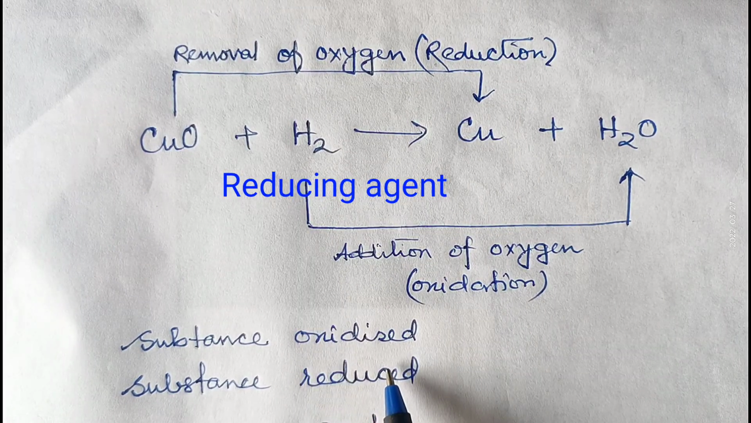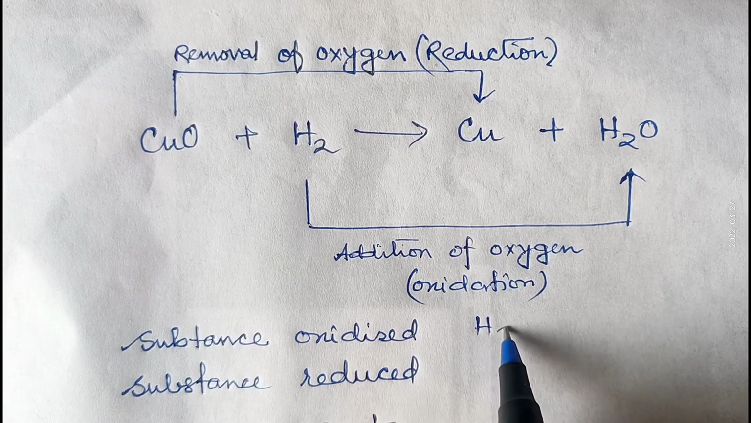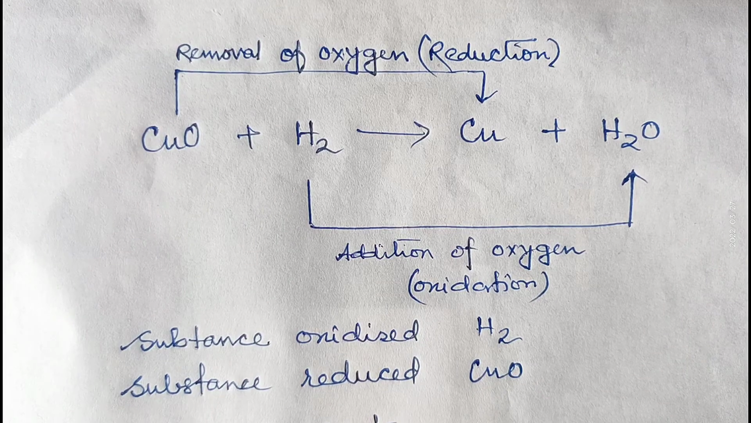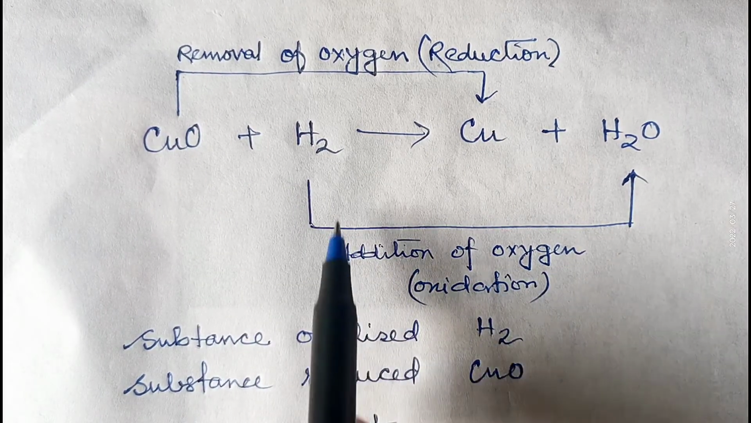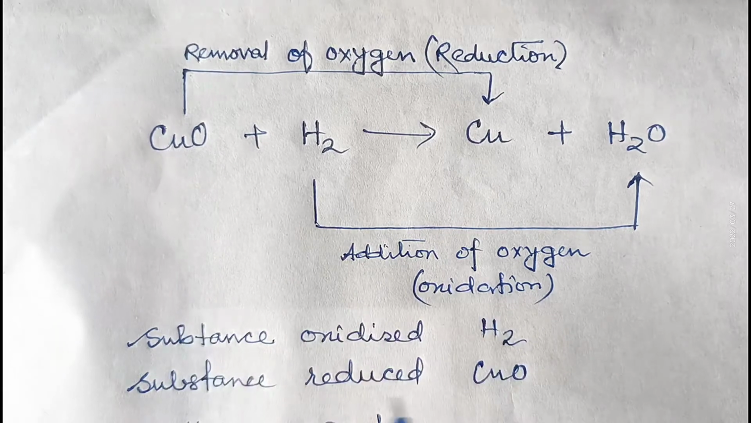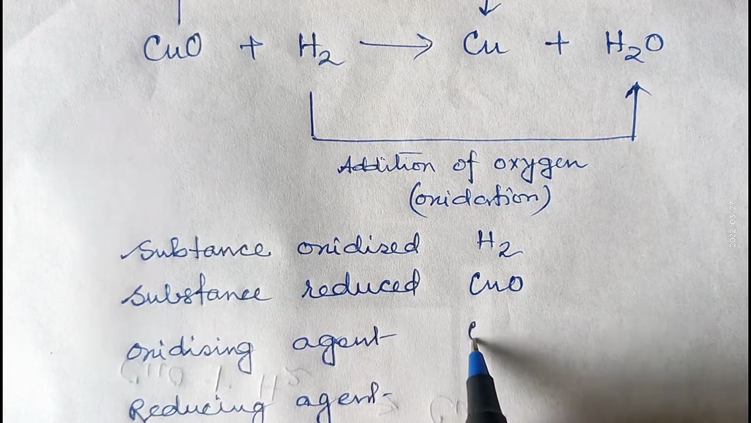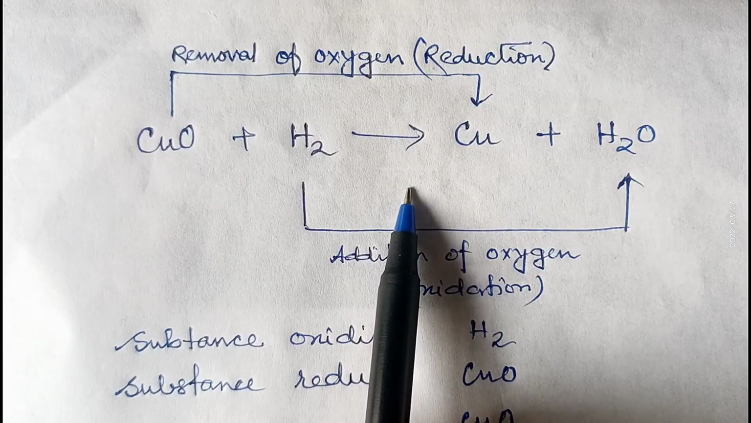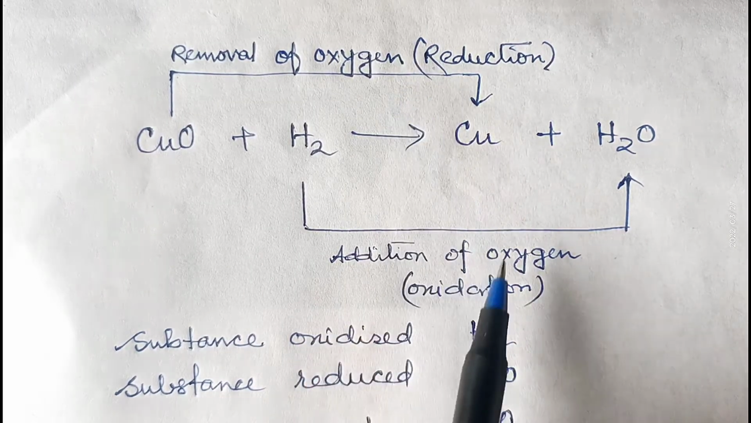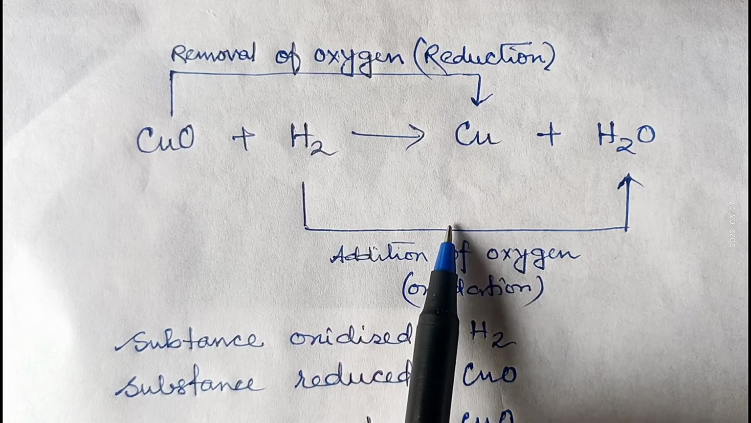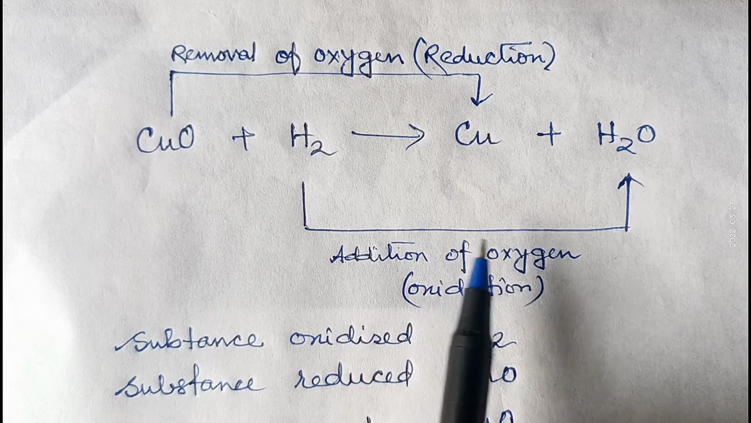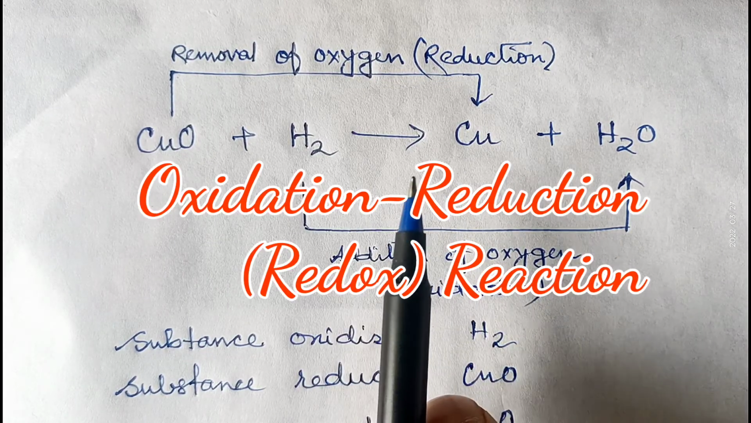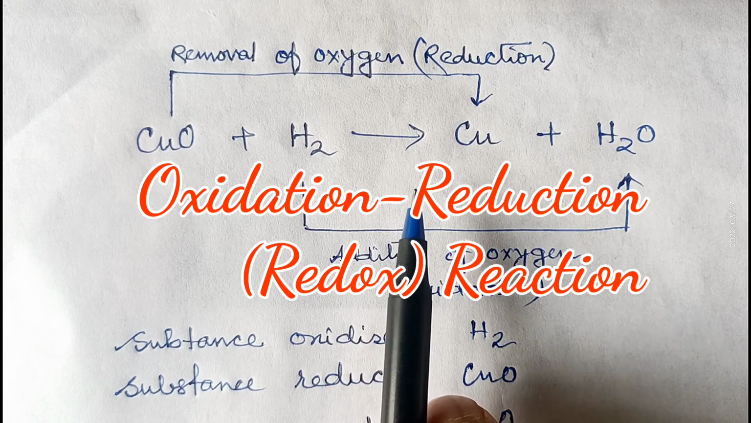So here substance oxidized is hydrogen, substance reduced is copper oxide. Now since this one is oxidation, so this one is the oxidizing agent, so copper oxide is the oxidizing agent and reducing agent is hydrogen. So in this reaction, both oxidation and reduction occur simultaneously, and as I told you, oxidation or reduction cannot occur alone. That means whenever there is oxidation, there must be reduction. So this type of reactions are also called redox reaction or oxidation reduction reaction.